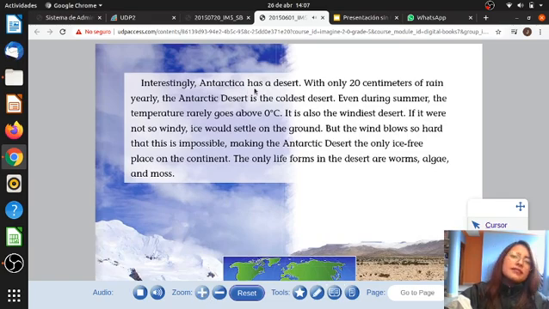Interestingly, Antarctica has a desert. With only 20 centimeters of rain yearly, the Antarctic desert is the coldest desert. Even during summer, the temperature rarely goes above 0 degrees Celsius. It is also the windiest desert. If it were not so windy, ice would settle on the ground. But the wind blows so hard that this is impossible, making the Antarctic desert the only ice-free place on the continent. The only life forms in the desert are worms, algae, and moss.